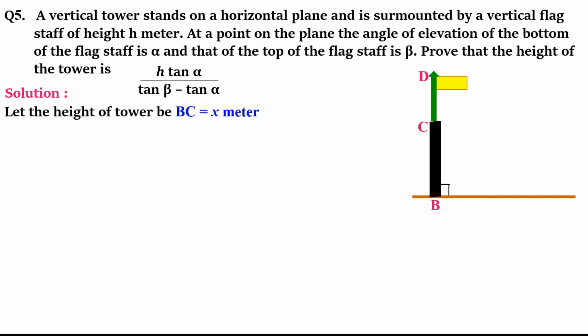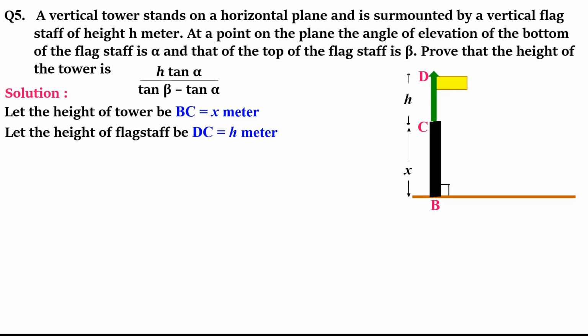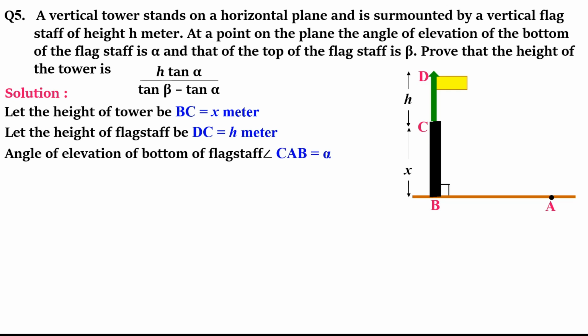First of all, let us assume the tower BC to be x meter. Let's mark it. And the height of the flag staff DC is given to you. They have given the value of it. It is h meter. Let's mark it as h meter. Now we have to place a point on the horizontal plane. Let the point be A. Now from this point, first I will observe the bottom of the flag staff, and this is the line of sight. AC will be the line of sight, and the angle will be made with the horizontal plane.